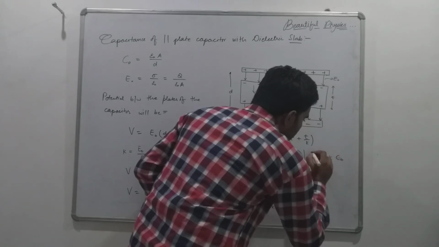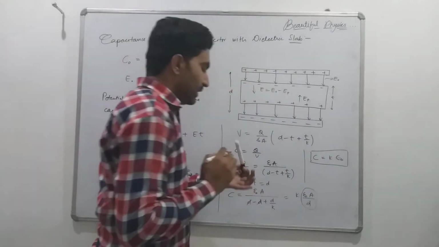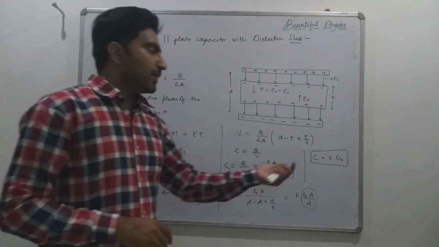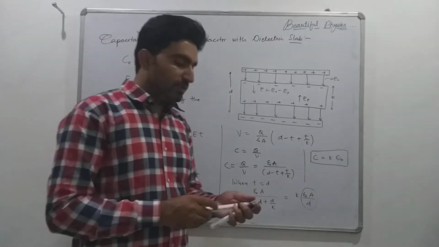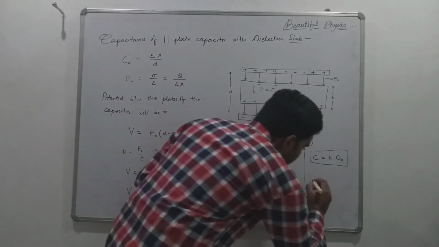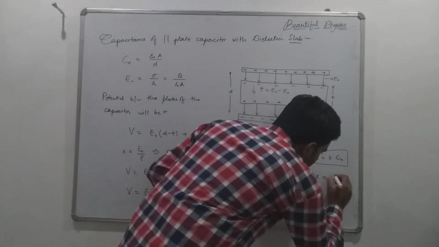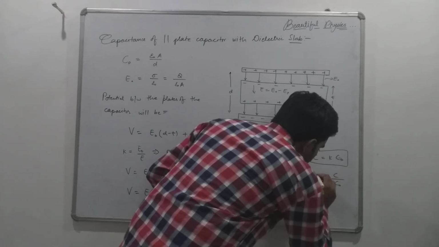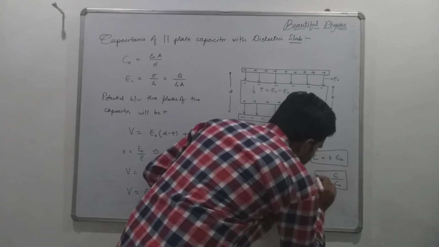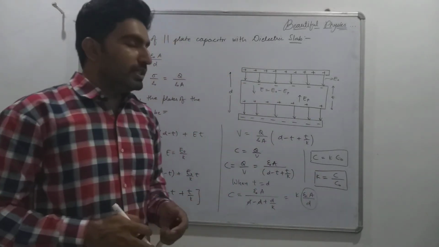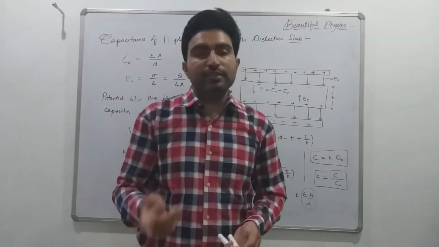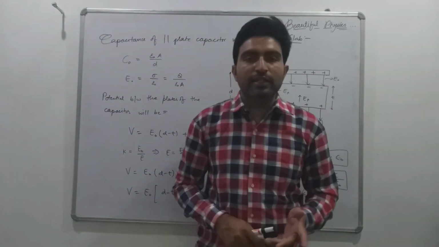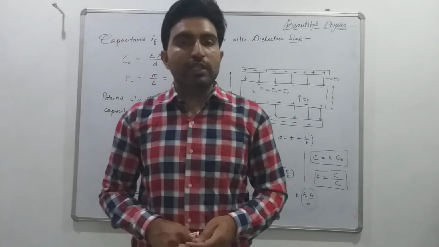It means when a dielectric slab is inserted between the plates of the capacitor, its capacitance increases kappa times. From there we can also define our dielectric constant kappa as C by C naught. Kappa is equal to C by C naught. It means that the dielectric constant is defined as the ratio of capacitance with dielectric to the capacitance without the dielectric.